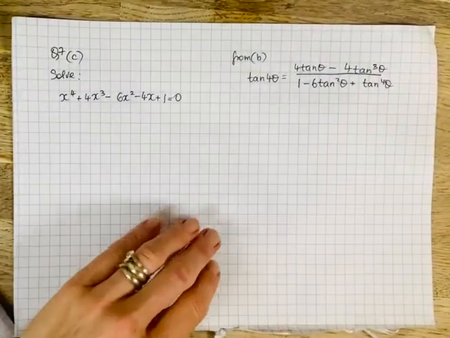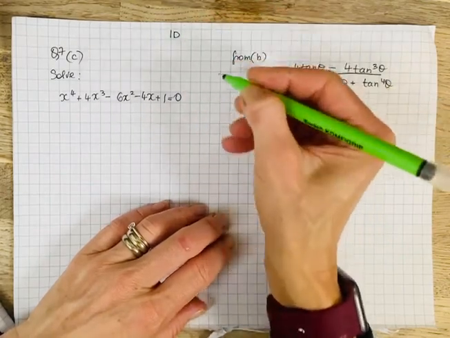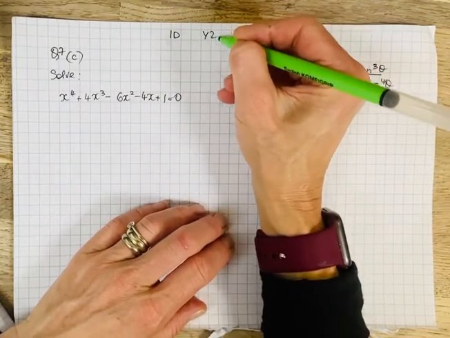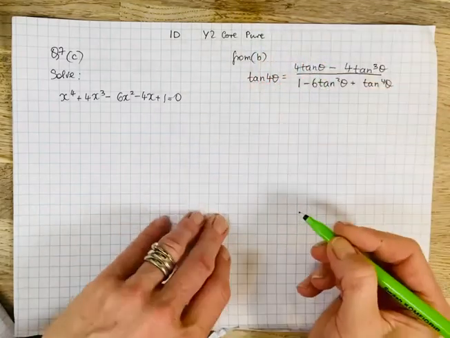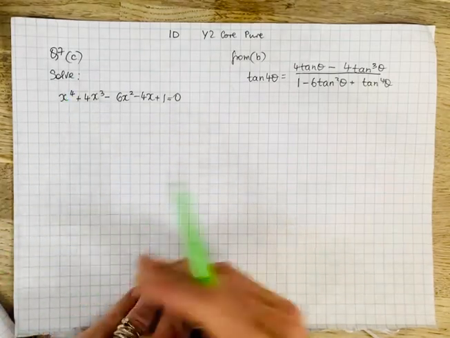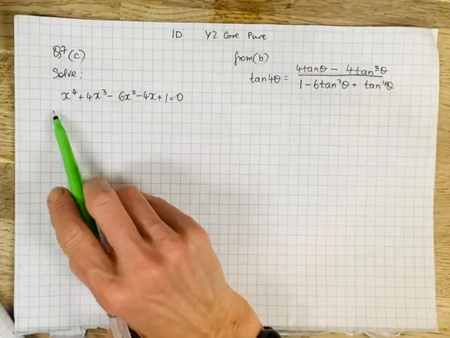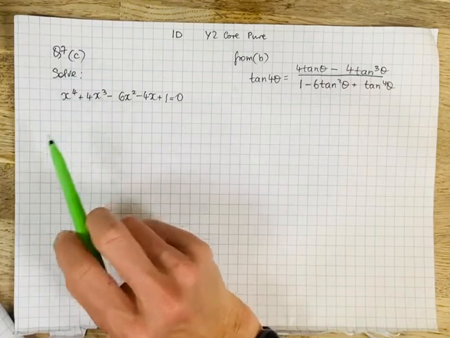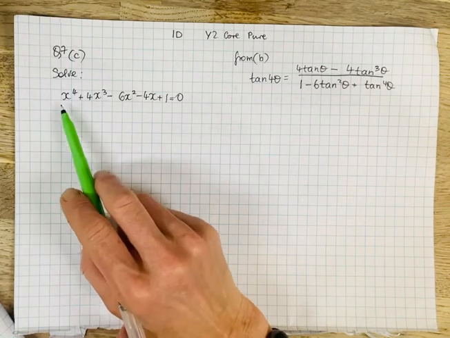So this is to help you with question 7 of exercise 1D in the Year 2 Core Pure Further Maths module. In question 7 you had part A, then part B, and then part C, that's the trickiest one, where you have to find 4 distinct solutions of this polynomial of degree 4, so a quartic.